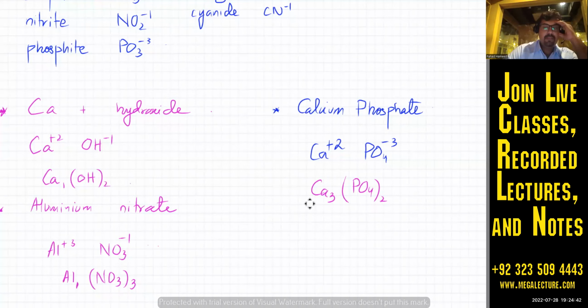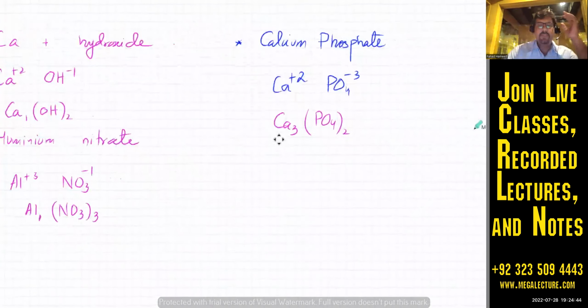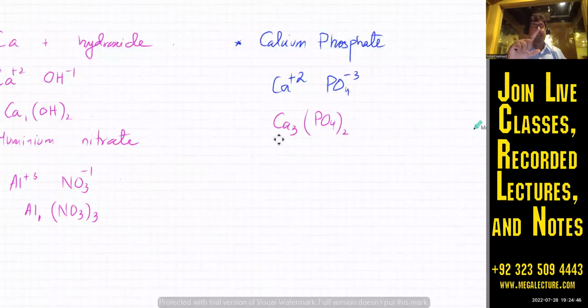So you can keep making formulas like this, but it has to be a positive ion. You can't have 2 positive ions together because 2 positive ions will repel each other. They will never form a compound. 2 negative ions will not form a compound. It's a positive ion always attracted to a negative ion.